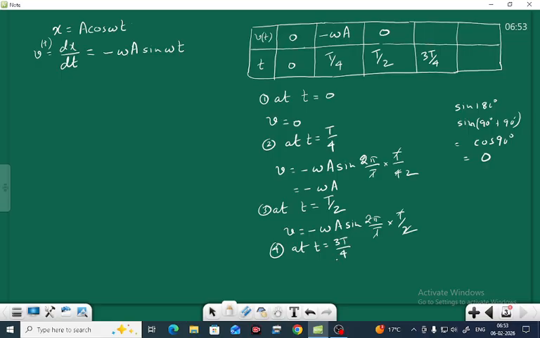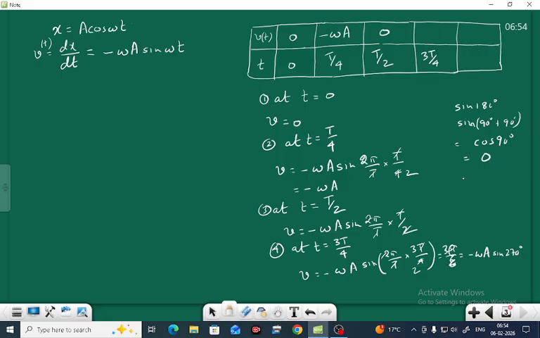What we are getting? The value v is equal to minus omega A sine of 2 pi by T into 3T by 4. So this will cancel, 2 and 2, so we get 3 pi by 2. That means 3 pi by 2 is 270 degrees. So we are getting minus omega A sine of 270 degree.